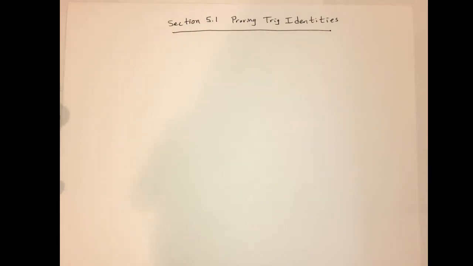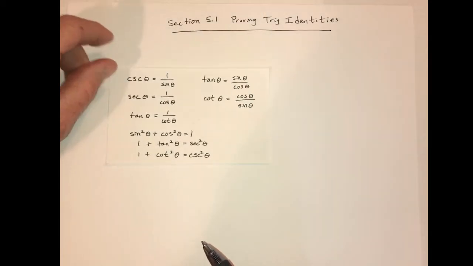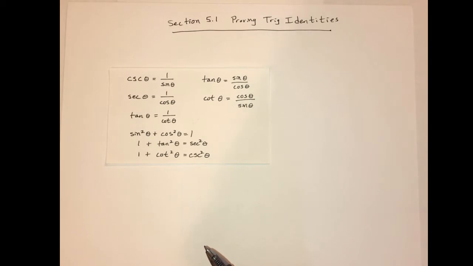Well, now on to Chapter 5. Section 5.1 is about proving trig identities. So what you're going to do is be using the trig identities that you already know, like these on the 3x5 card.